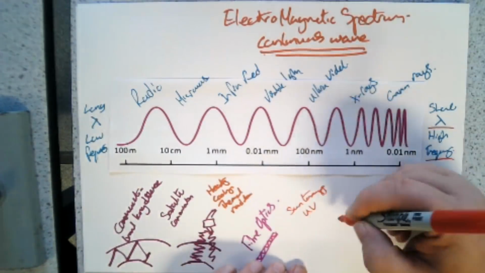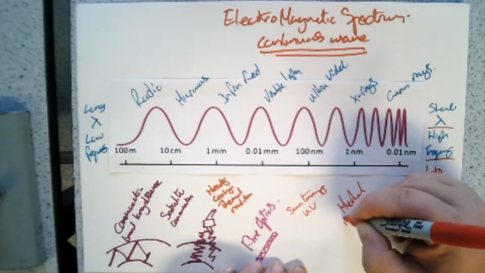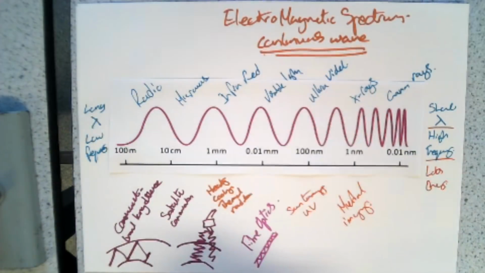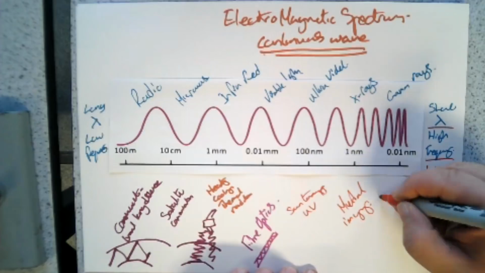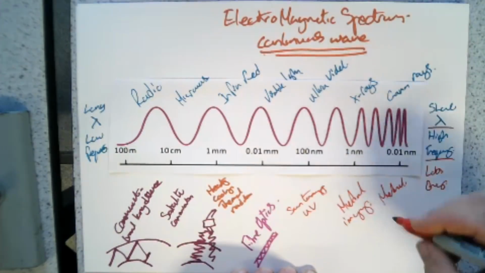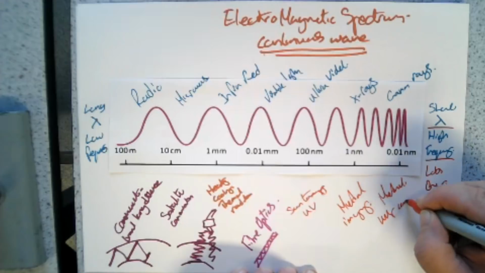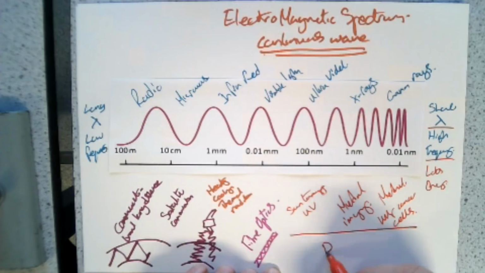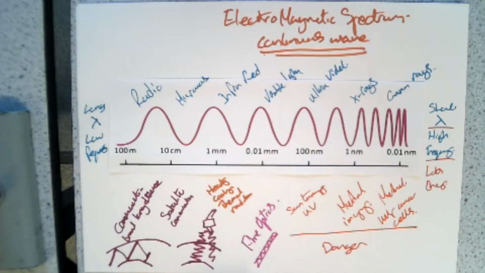Then X-rays are used for medical imaging, because X-rays pass through soft tissues and are not absorbed, but are absorbed by bones. And then gamma rays, again medical, are used for killing cancer cells. These are dangerous if we're exposed to them too much, so again, we've got to think about the uses of those materials.